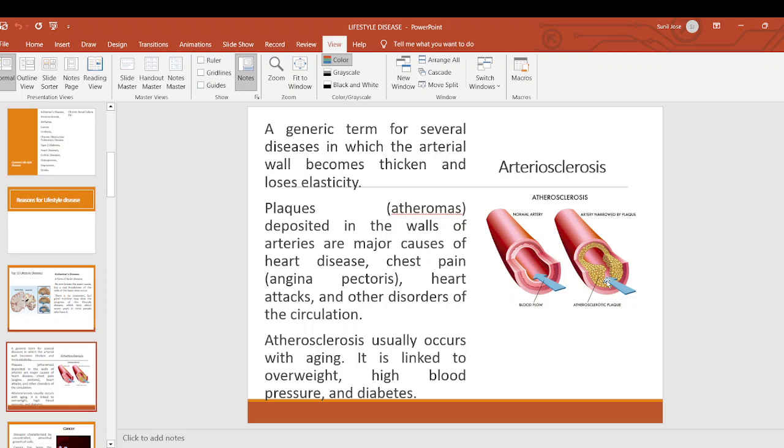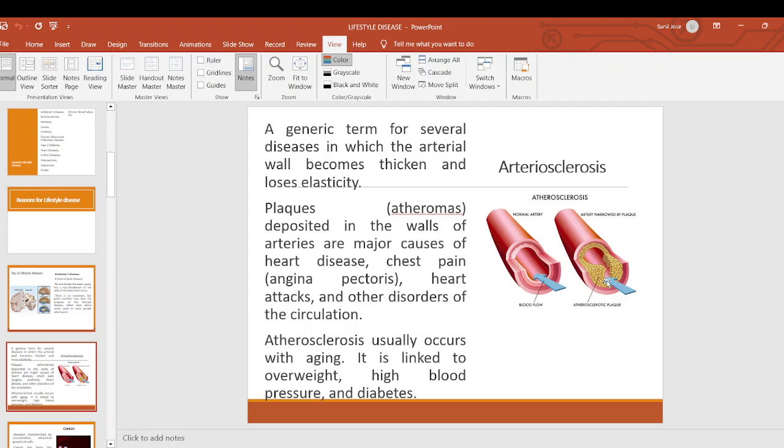And here you can see the contributing factors. One is overweight. Overweight means more fat is present in our body. Second is high blood pressure. High blood pressure is a contributing factor, and also diabetes. These are the three important factors that prompt this plaque formation, resulting in arteriosclerosis. Arteriosclerosis can cause a lot of heart-related problems, and most of our heart attacks or strokes are somehow related to this cholesterol deposition, known as arteriosclerosis.